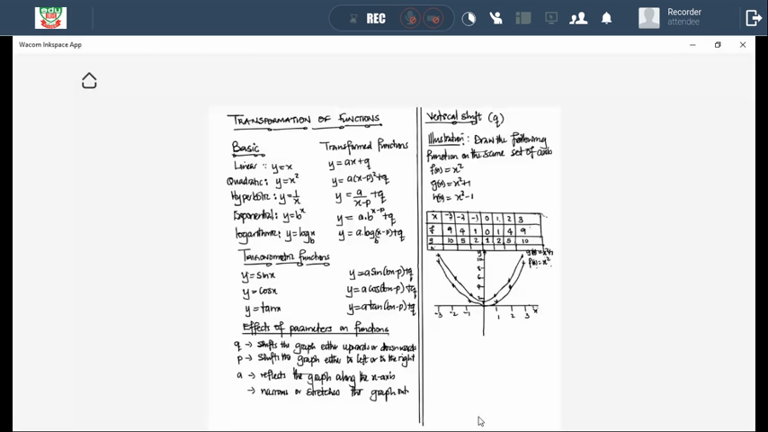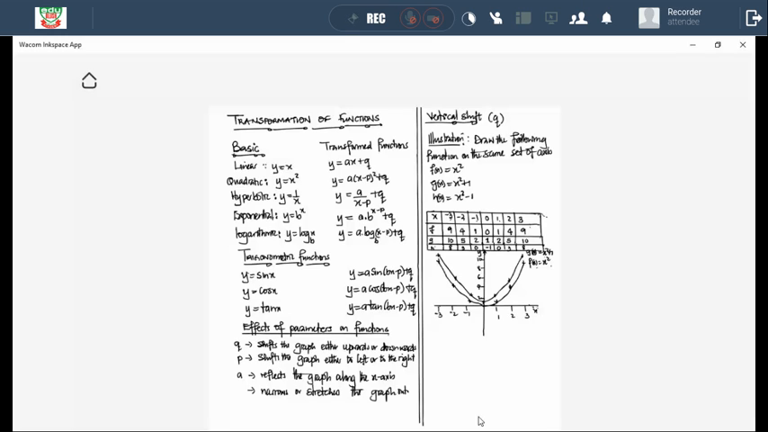Negative 3 all squared, you get positive 9, minus 1, you get 8. Negative 2 squared is 4 minus 1, you get 3. Negative 1 squared is 1 minus 1, it becomes 0. 0 squared minus 1, it becomes negative 1. 1 squared minus 1 is 0. Then 2 squared minus 1, it's a 3. Then 3 squared minus 1 is 8.